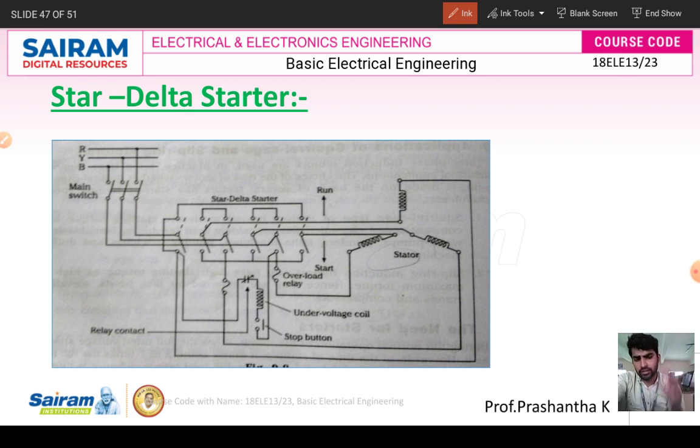Even though at present in our home we are using a DOL starter. DOL starter is for direct online starting. If you press the green button, what happens? Motor starts rotating. If you press the red button, what happens? Motor will stop. That is usually what we are using at present in our home. But in the star to delta starter, more components are required. So star to delta, keep it in your mind.